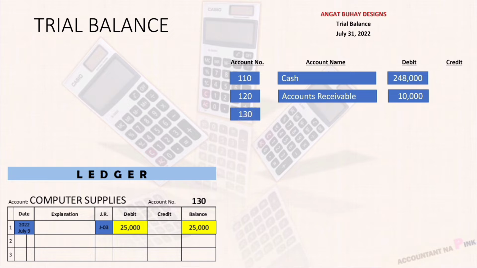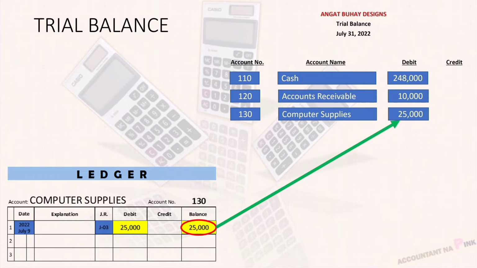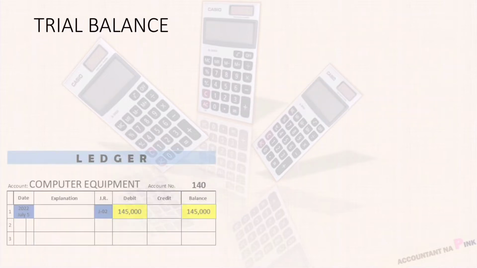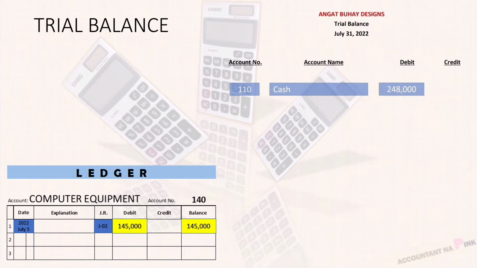Next ledger is computer supplies. Computer supplies, here the balance is 25,000 pesos. So account number is 130. From the ledger, you just transfer it to the trial balance, amounting to 25,000 pesos. So which side is it in? Still in the debit. Why debit? Because computer supplies has a debit normal balance.